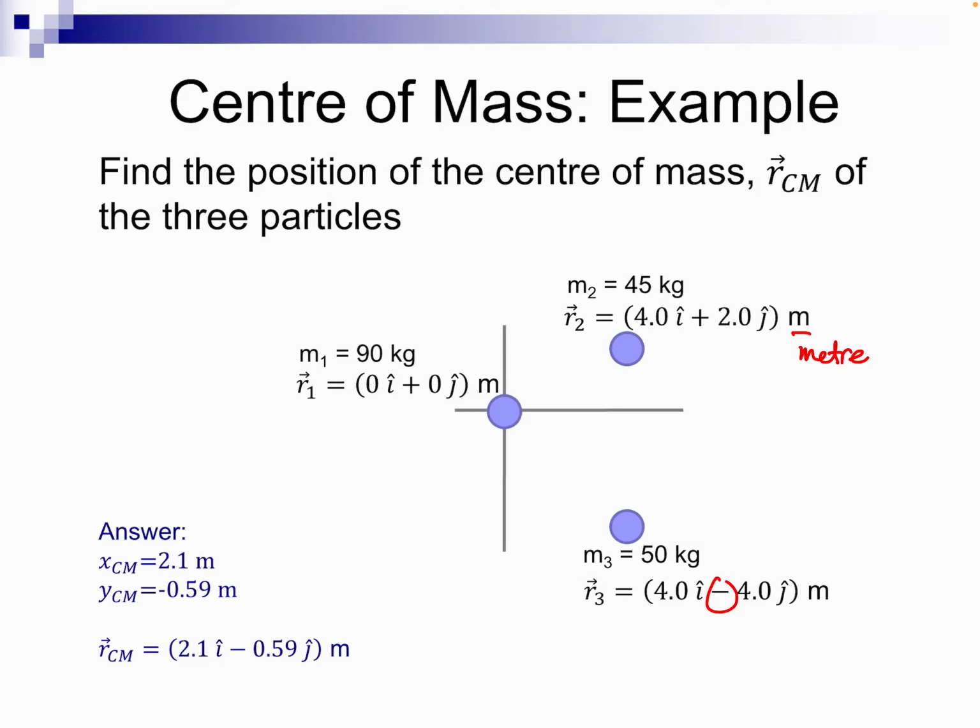Okay, how do we find the overall center of mass of these objects? The answer is 2.1 along the X and negative 0.59 along the Y.